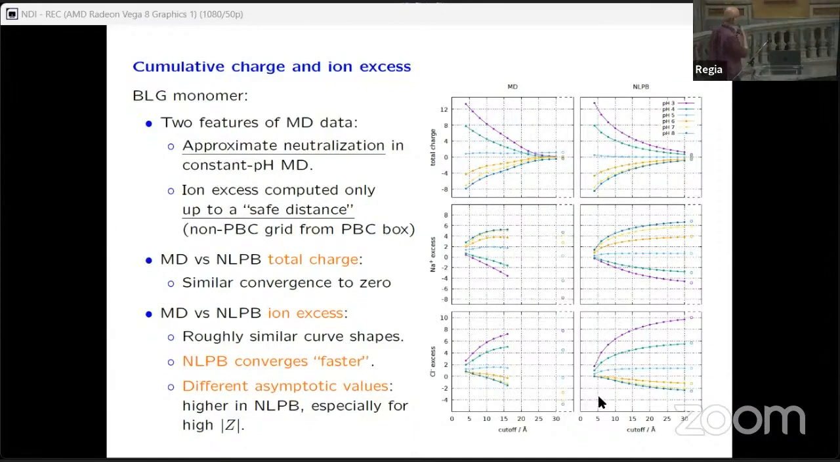And in the top you have the total charge, and here we have the ion excess for the cations, and here for the anions, okay? When you look at it, the shapes of the curves are more or less similar between MD and PB, but clearly the PB converges faster to the values. That aspect will be much more clear in the dimer, which is a bigger protein. But the interesting thing is that they converge to different asymptotic values.